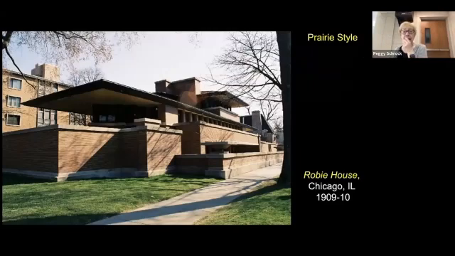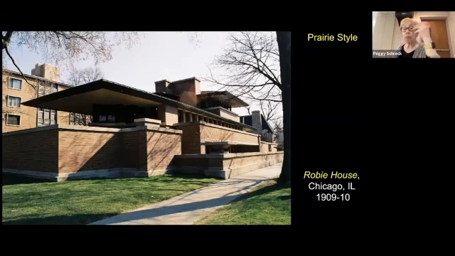The Robie house, certainly one of the best known. In many ways, the ultimate example of the prairie style house. Do you know where that's located? Yeah, it's right next to the University of Chicago campus. In fact, it is currently owned by the University of Chicago. It has an interesting history. It's in the Hyde Park area, which is where the University of Chicago is.